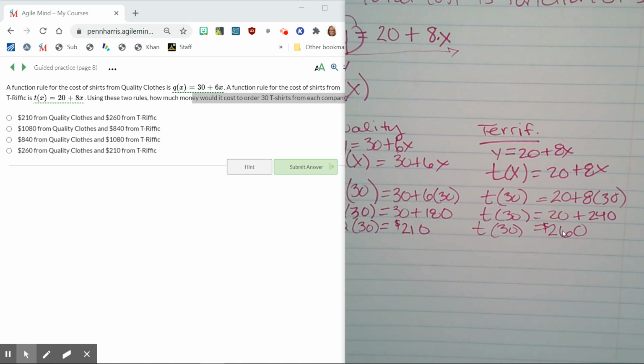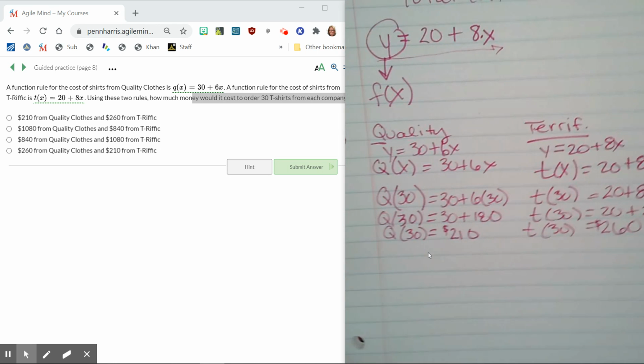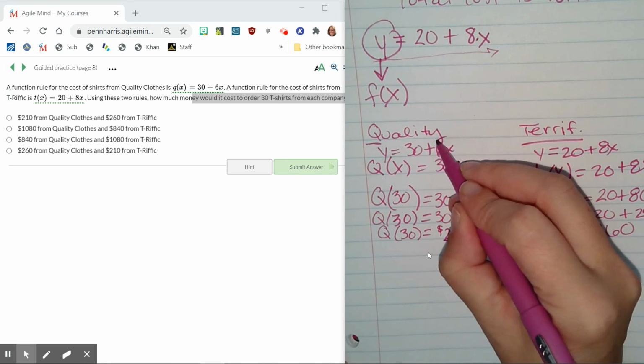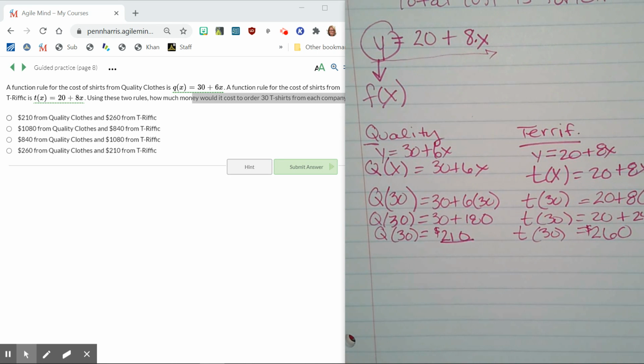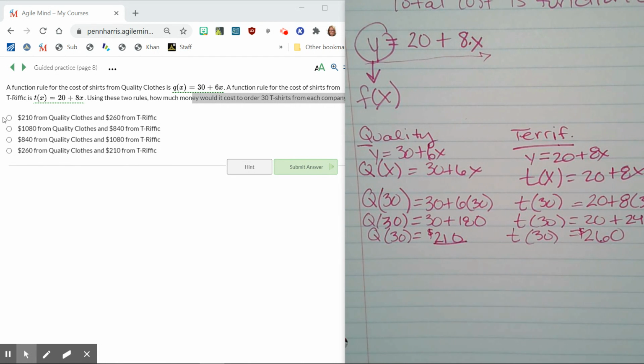Make sure that you match the information up correctly. 210 goes with Quality. So right here, 210 from Quality, 260 from Terrific. It pays to pay attention.